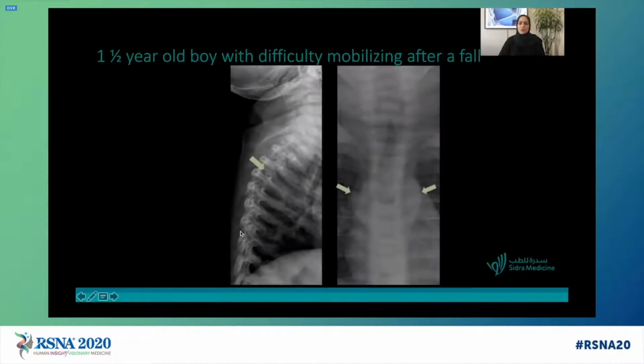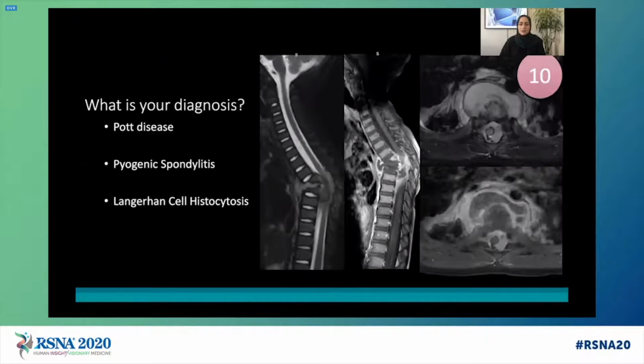Here we have a 1.5-year-old boy with difficulty mobilizing after a fall. We did an AP and lateral X-ray, which showed a collapse of T5 with displacement of the paraspinal line, denoting an associated paraspinal collection or perhaps a mass. This patient was immediately referred to MRI, where we did a sagittal STIR, post-GAD sagittal T1, as well as an axial T2 fat sat and post-GAD T1 fat sat. What do you think is your diagnosis? Here we have evidence of a large paraspinal collection with a thick, well-defined enhancing wall.